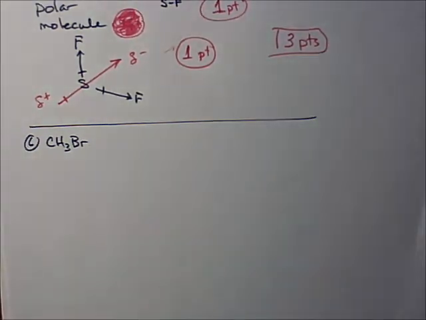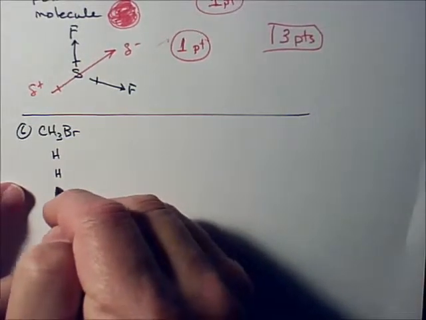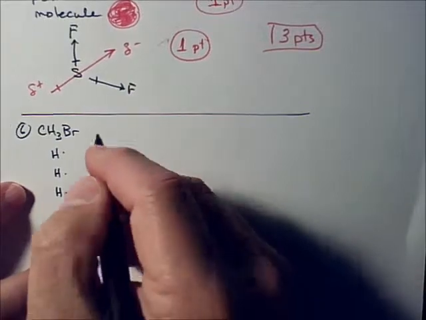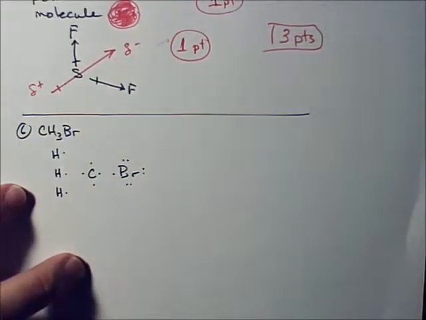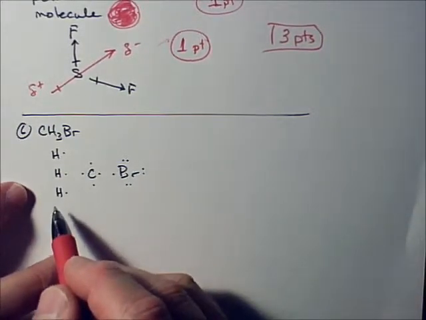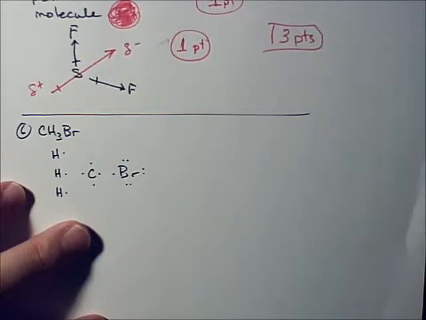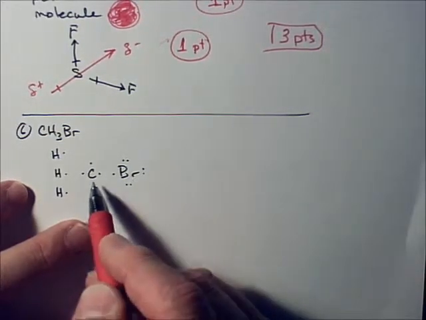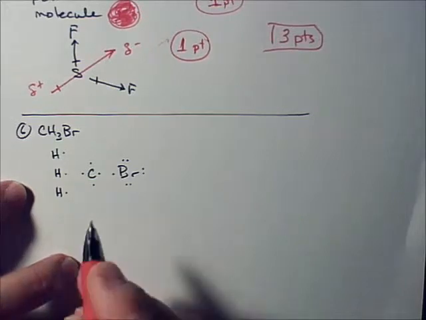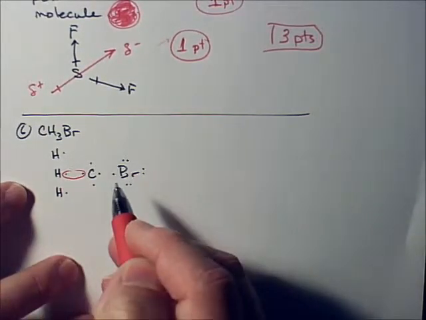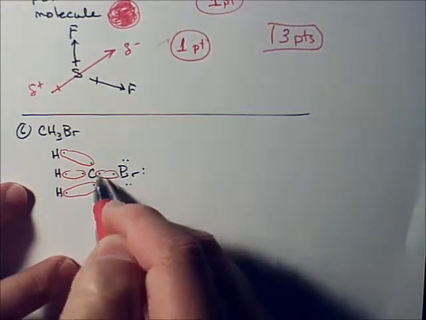CH3Br. So hydrogens all have one valence electron. Carbon has 4. Bromine has 7. If we do the sharing arrangement, these are electron dot notations for each of the 1, 2, 3, 4, 5 atoms in this molecule. This is electron dot notation for bromine, electron dot notation for carbon, and 3 electron dot notations for hydrogens because there's 3 hydrogens. And we're going to do the sharing arrangement by sharing electrons in such a way to give all these atoms all the electrons they really want.